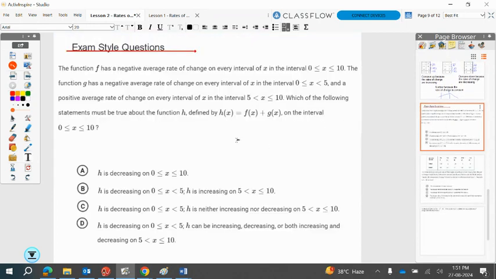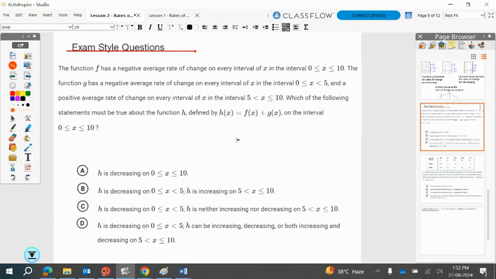The function f has a negative average rate of change on every interval of x from 0 to 10. The function g has a negative average rate of change on the interval 0 to 5 and a positive average rate of change on the interval 5 to 10. Which of the following statements must be true about the function h, which is defined as the sum of the two functions? Well, the average rate of change of f is negative for all values.